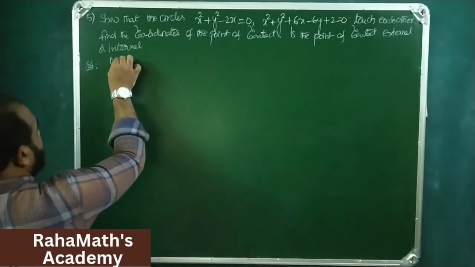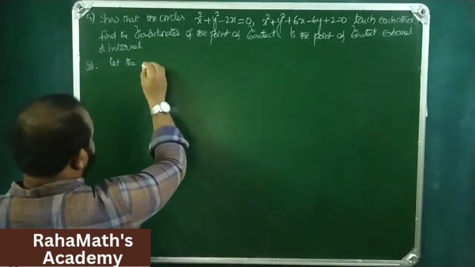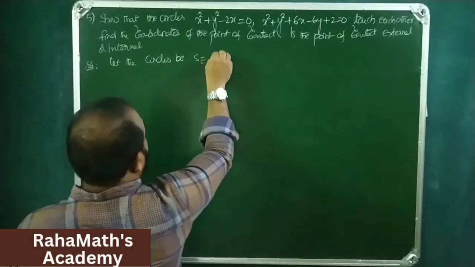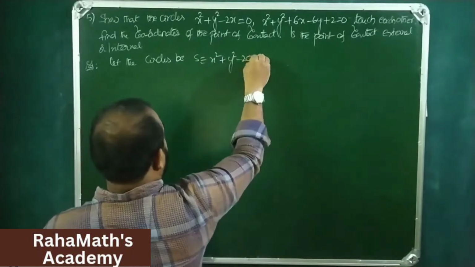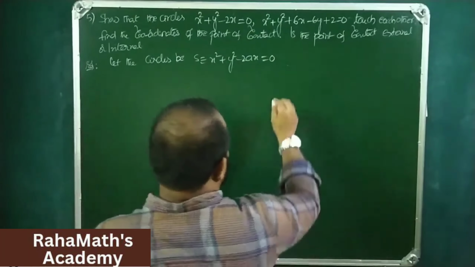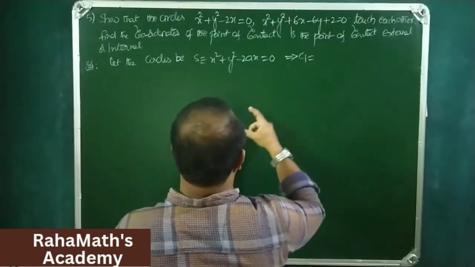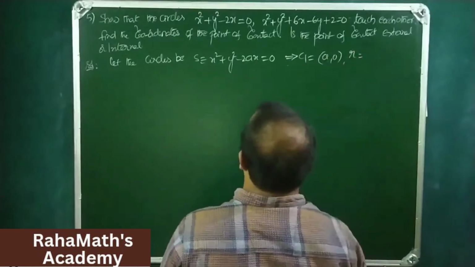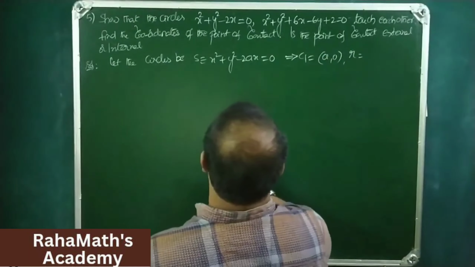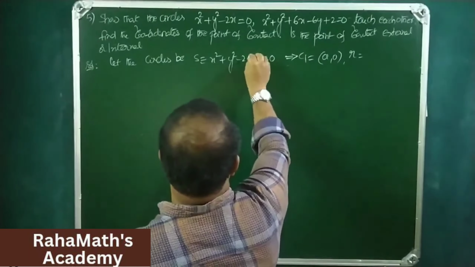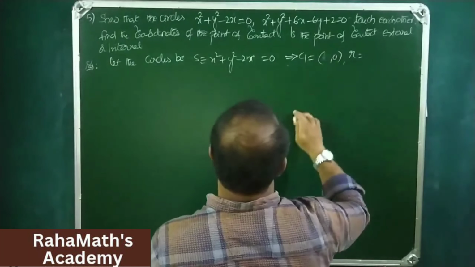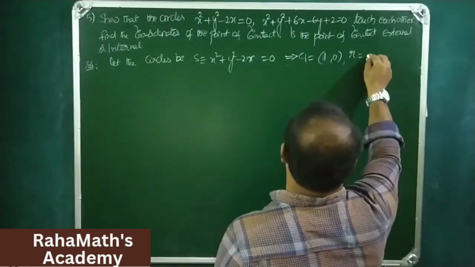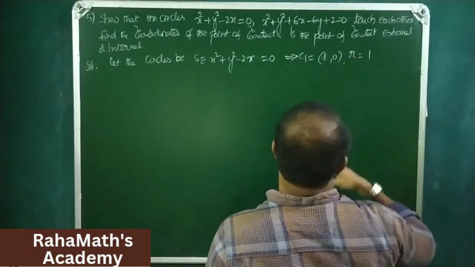So, let the circles be S: x square plus y square minus 2ax equals to 0. So center C1 is a comma 0 and radius. 2x is this, this is 2x equals to 0. Therefore, center is 1 comma 0 and the radius r equals to square root of 1 square. So r1 equals to 1.